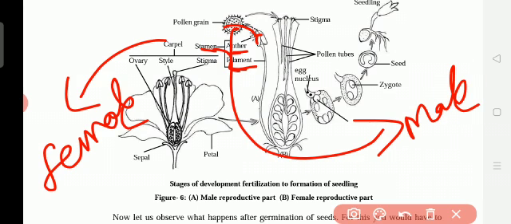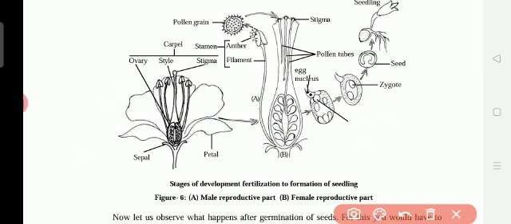Anther and filament. Here the pollen grains fall on the stigma. From the stigma, through the style, it goes to the ovary. From the ovary it goes inside the ovum. So these pollen grains will mix with the eggs of the female part.